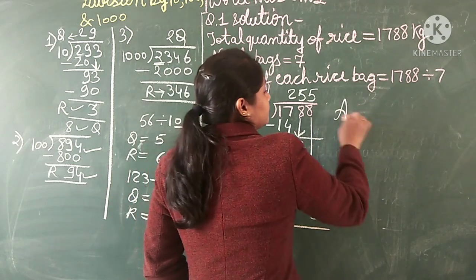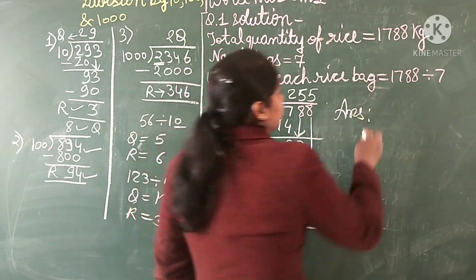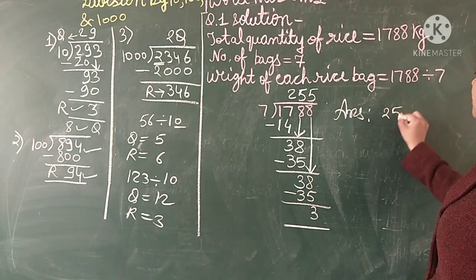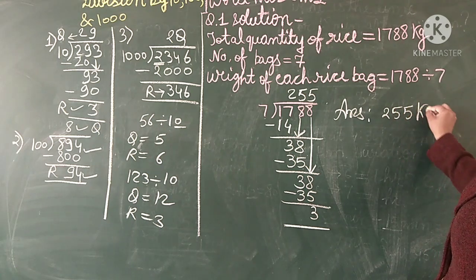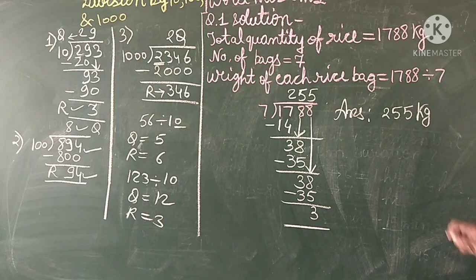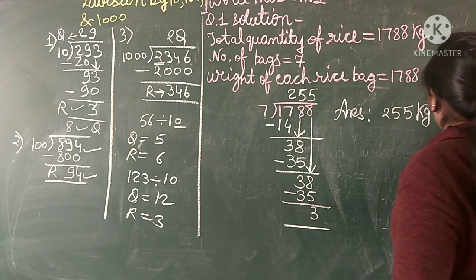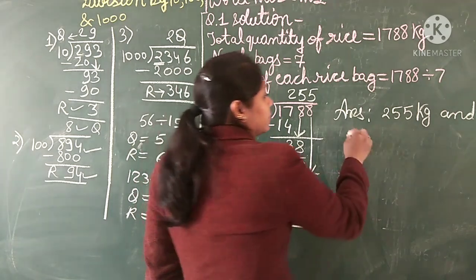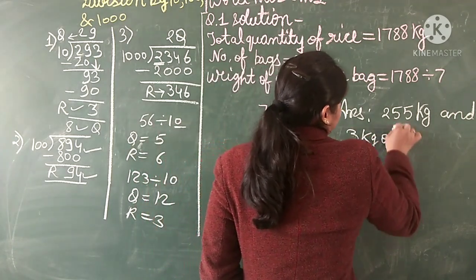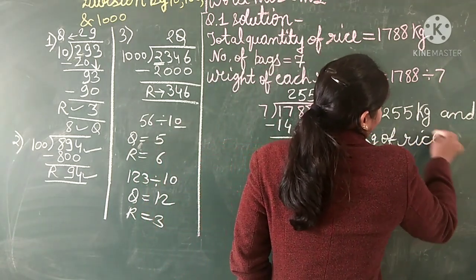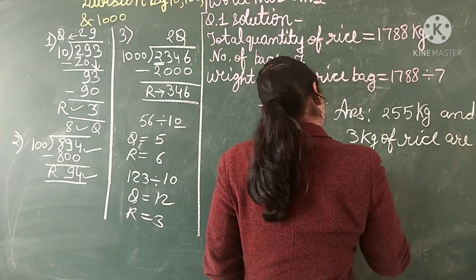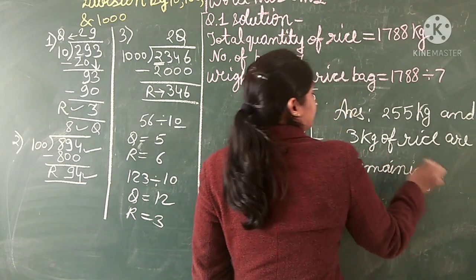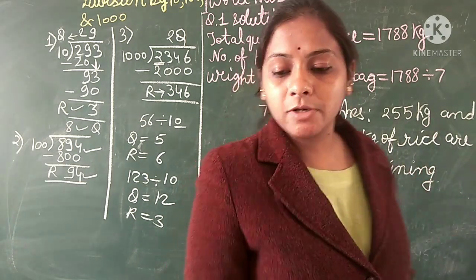It means the answer will be what? The weight of each rice bag is 255 kg, and how much rice is remaining? Remaining means the remainder: 3 kg of rice is remaining or left. Okay, so this is how we are going to solve division word problems.